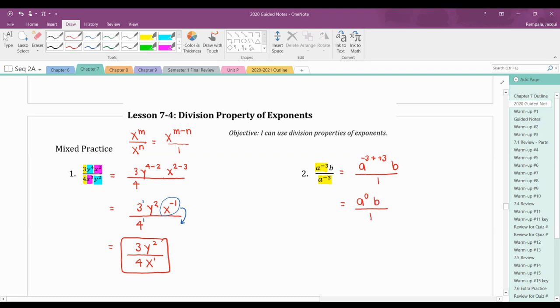Notice that this is something that I can continue to simplify. If I have an a to the power of 0, well, anything to the power of 0 is 1. I still have the b. It's technically all over 1. So then just to simplify, because 1 divided by 1 is 1, we don't really have to write the 1s. B has a positive exponent, so we can keep the b where it is. So B is my final answer.